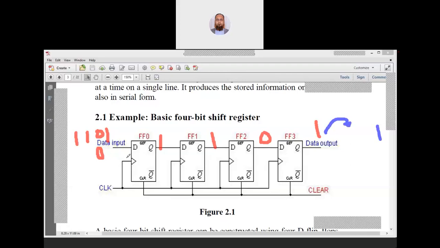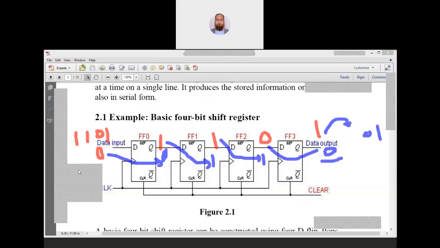As soon as the next clock comes, what will happen? This 0 will move here. This 1 will move here. This 1 will move here. And this 0 will move here. So the next state is like this. The 1 is already available, so we have taken that 1 already outside. Now the output available is 0. So we have taken 0 here.